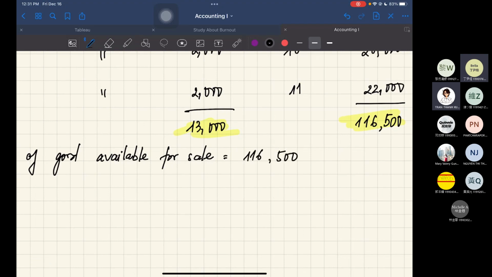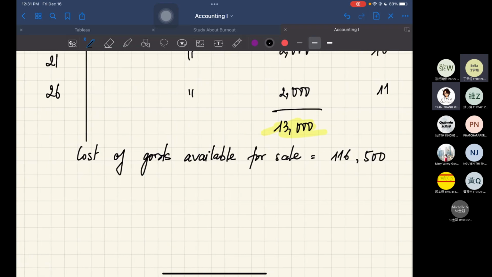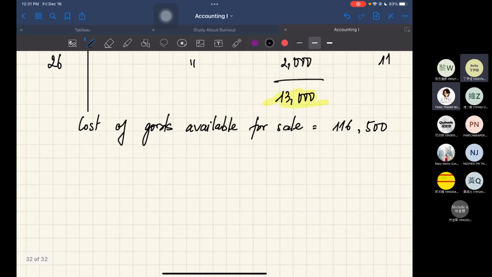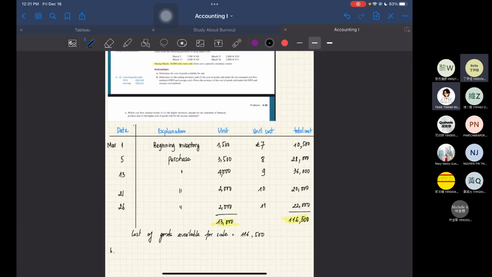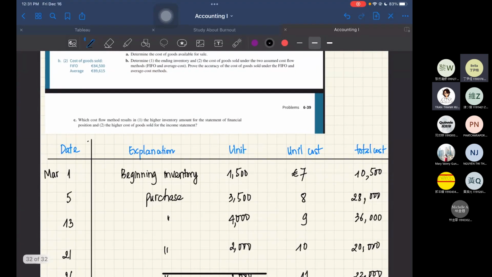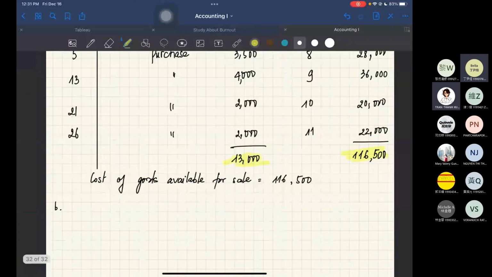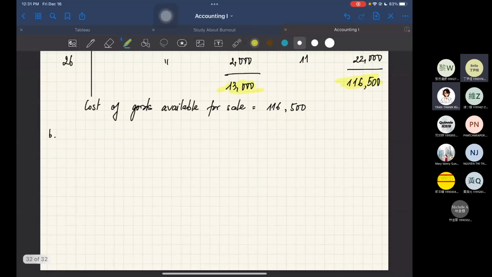Double check with my answer and let me know if I get it wrong. Here, we also need to determine the ending inventory and the cost of goods sold, so we also use the table.